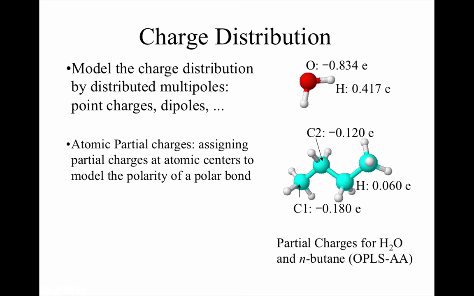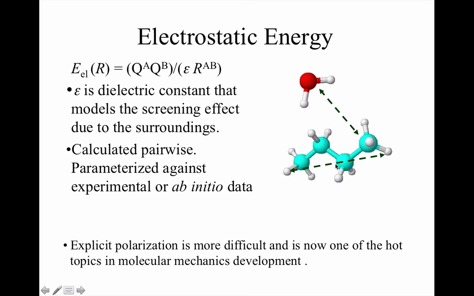Once we know the value of these residual charges on water and butane and any other molecule, then we can calculate the electrostatic energy due to these charges using Coulomb's law. This is very simple. This is just charge A times charge B divided by the distance between the charges. So this is what gives rise to the electrostatic interaction energy in molecules. How we get these charges, we will talk about in another video lecture.